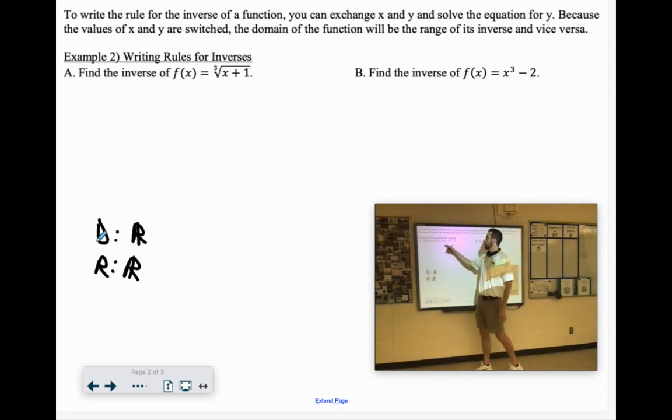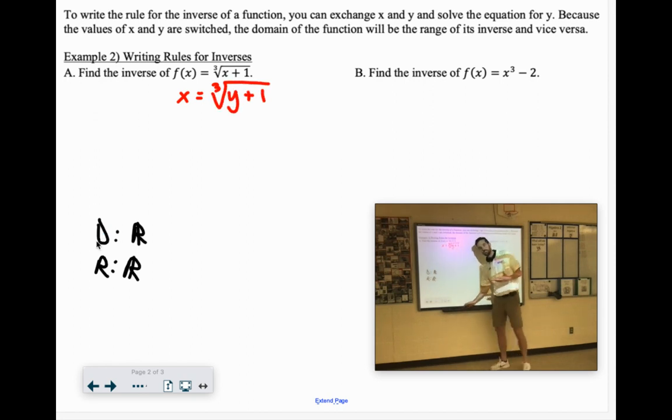So here's what we're going to do. Remember, f of x is essentially y. So we're going to flip-flop the y and the x. So this would become regular x. Over here, we'd have the cube root of y plus 1. Now we're trying to solve for y. So we need to get rid of the cube root. The opposite of cube root is cubing something.